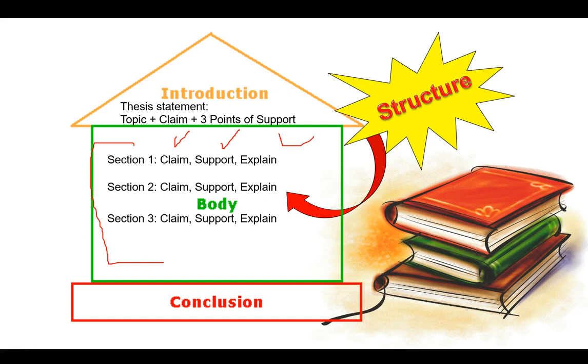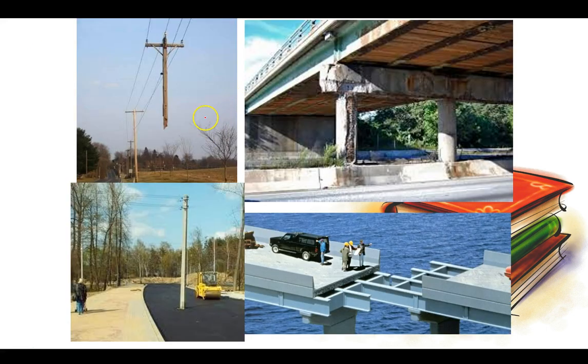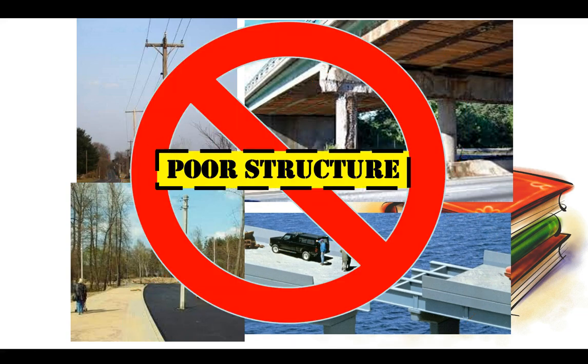And what happens if we don't have structure? Well, then we end up having major fails. Major fail. Major fail and major fail. These all lack structure, but the other thing is, they lack planning. Clearly, they did not plan ahead. But most importantly, there is poor structure.